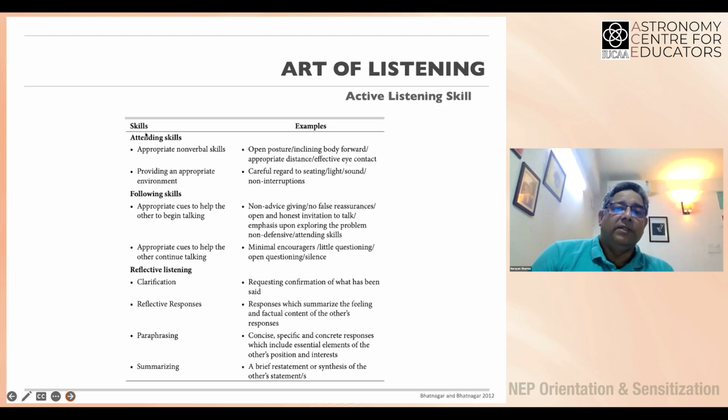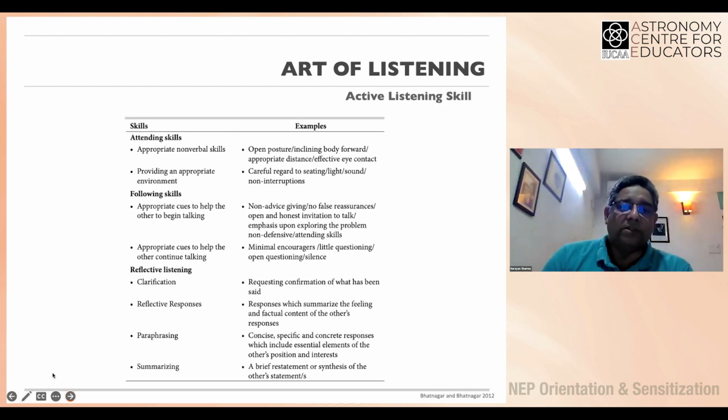And these are some of the skills and some of the examples. So I'm not going too much into this one. This is almost the same thing that we discussed.